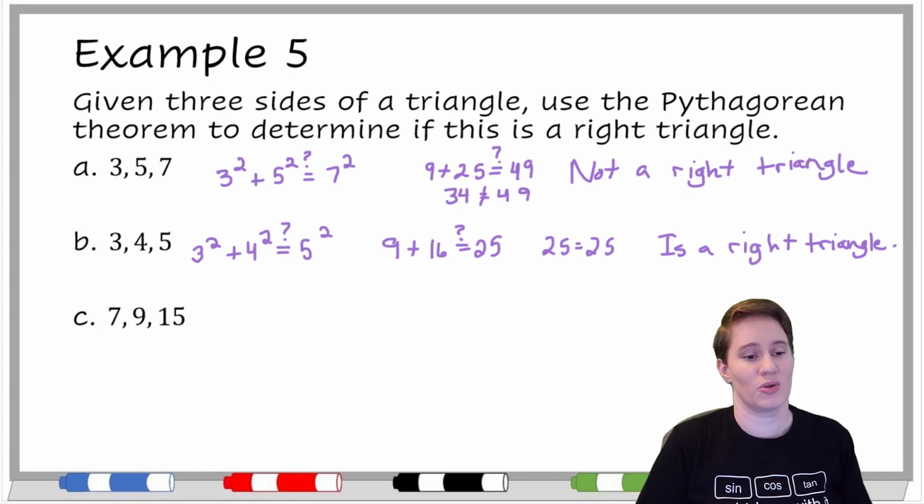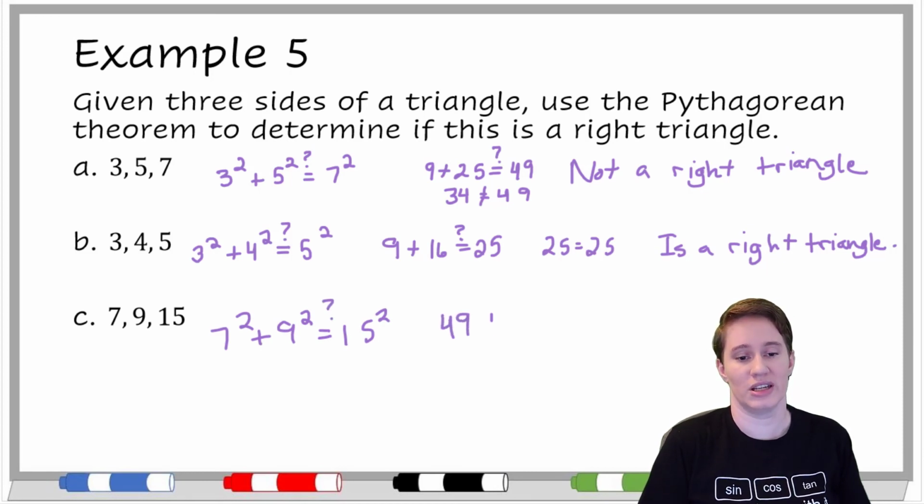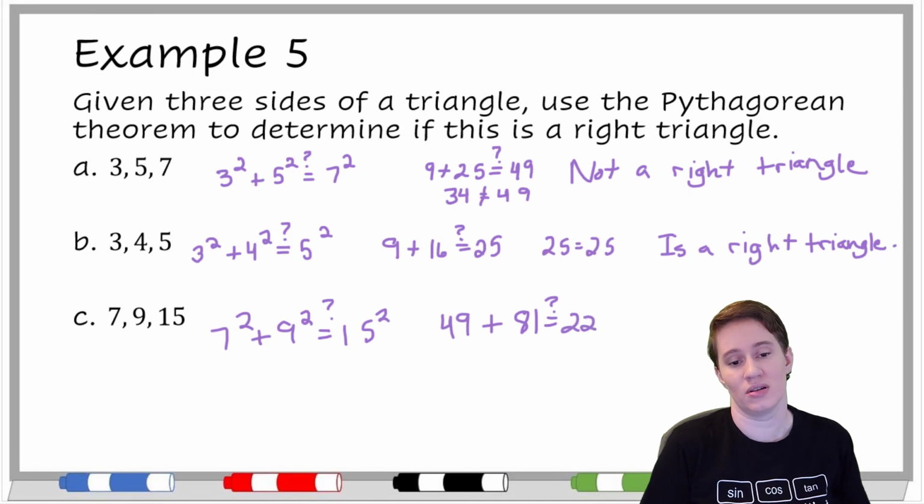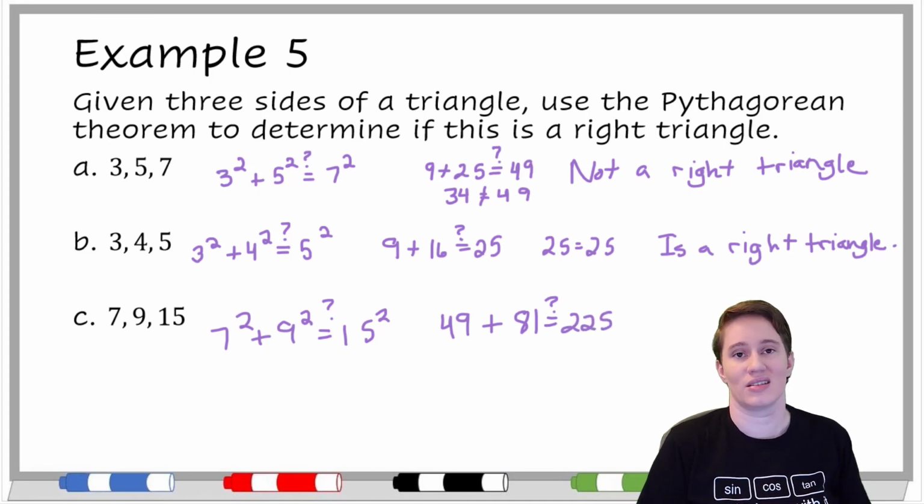Welcome back from your pausing. Okay, so we're going to do 7 squared plus 9 squared equals 15 squared. We're seeing, is that true? And, oh man, 15 squared is a fairly large number. Let's see, 15 squared is 225. Oh, I do not think that this is going to work, because 49 plus 81 is nowhere near as big as 225. That would be 130. And that is not equal, so this is not a right triangle.